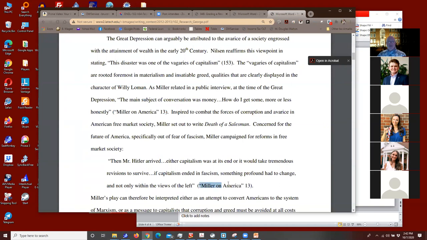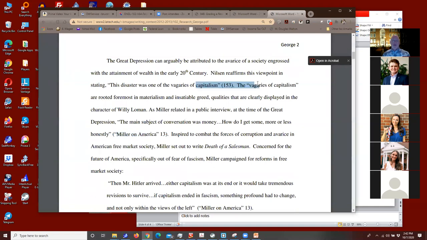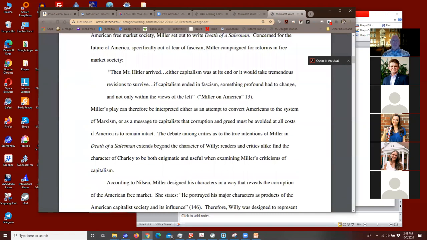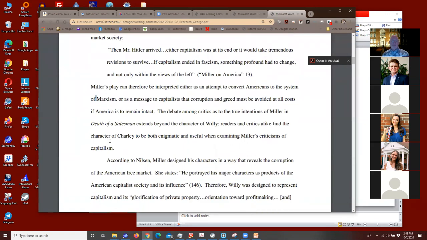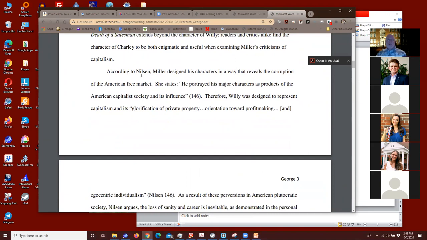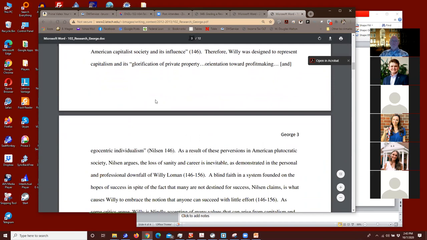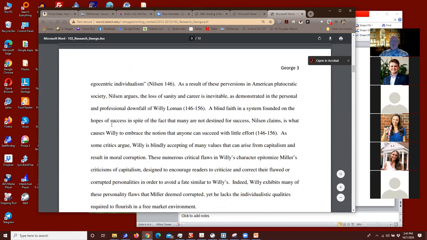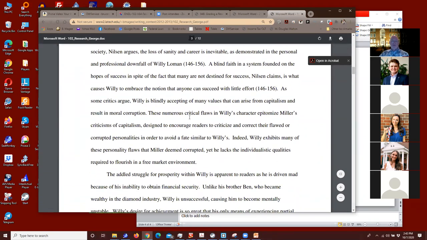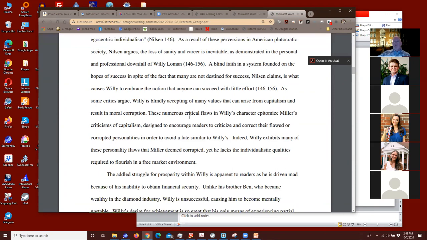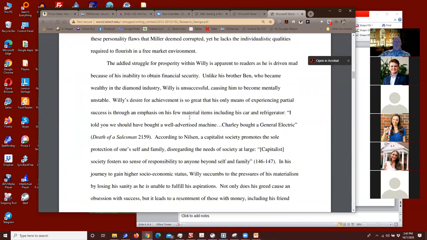All right, so we've got Miller on America. So I think that's Henry Miller, but it's not the story itself. So that would be another primary source, which is fine. Miller on America. So we've got two, we've got Nielsen. So we've got two primary, one secondary. Oh, this is continuing the paragraph, but doesn't introduce any new. All right, so Miller. Nielsen. Okay, so we're doing great on secondary sources in the second paragraph of the body, just no primary sources.